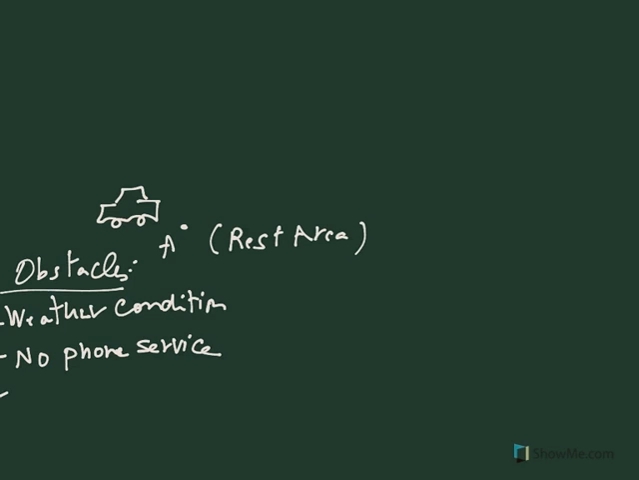And the third obstacle would be that the fuel is low. So fuel low equals 32 miles. That's how much fuel is left. And so this traveler stopped at this rest area because of these issues.